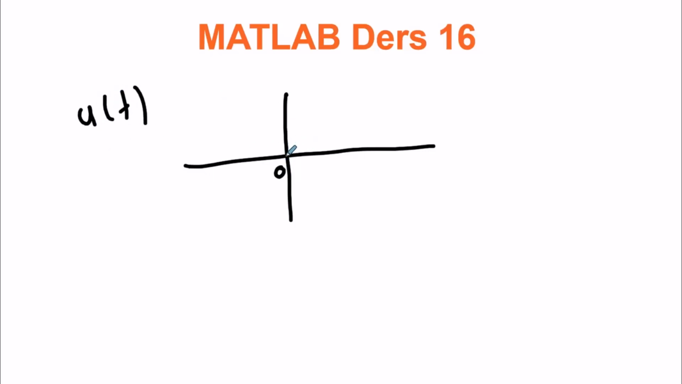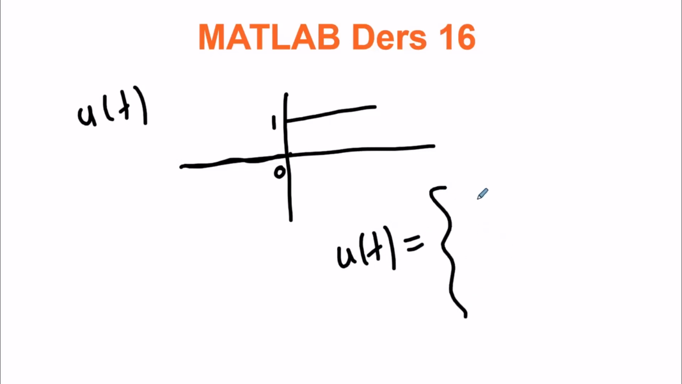There is 0 at 0. Some definitions take 0.5 there, but the general one is this: the function is 1 when t is greater than 0 and equal to 0 when t is less than 0. This is the general graphical representation of the u(t) function. Its mathematical definition is u(t) equals 1 for t greater than 0, and u(t) equals 0 for t lower than 0.